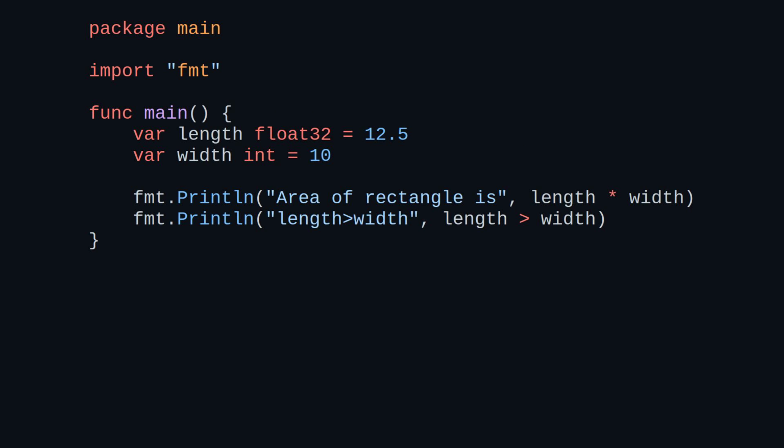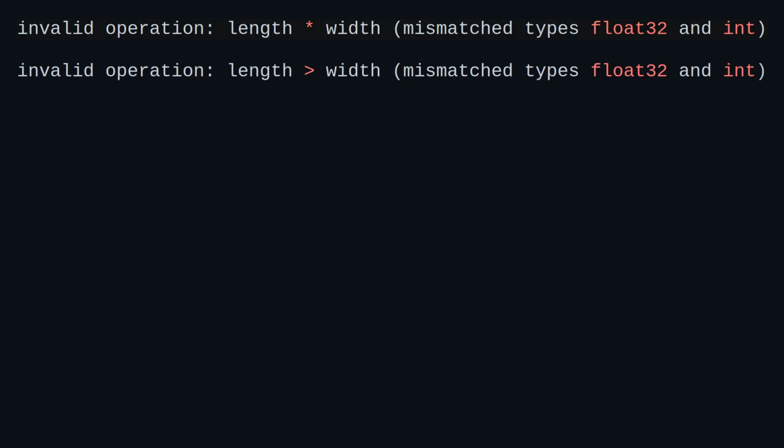Here's a simple Go program where we declare two variables, length as a float32 and width as an int. We then attempt to calculate the area of a rectangle and compare the two values. Let's run this code to see what happens. As you can see, we get an error.